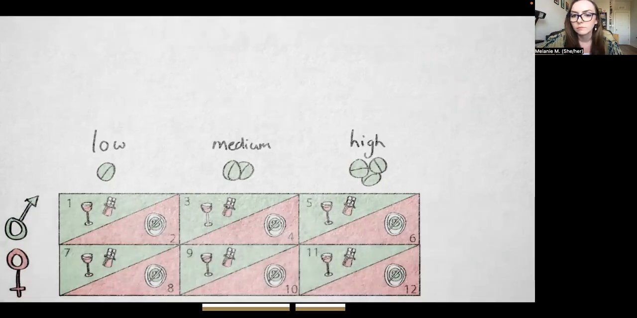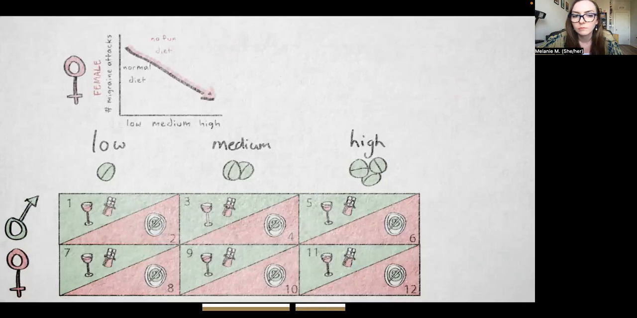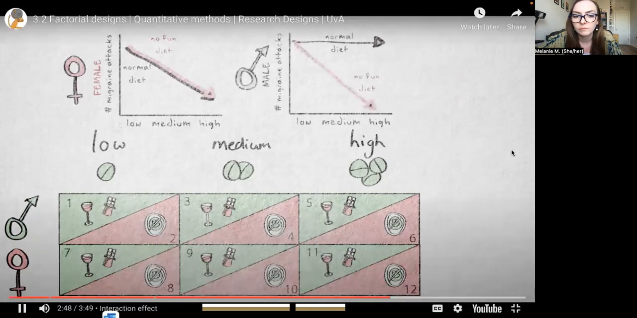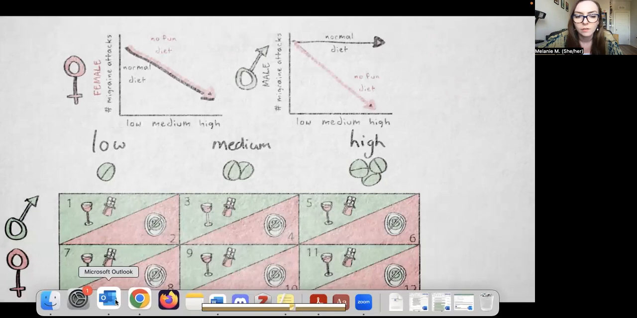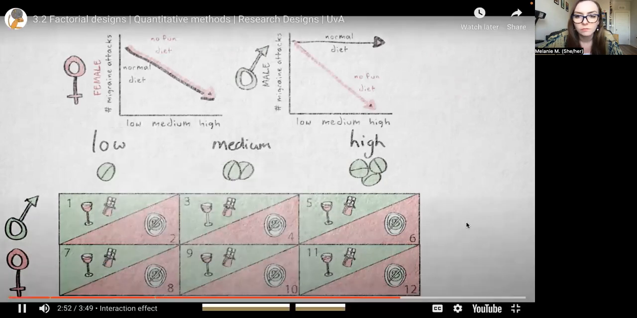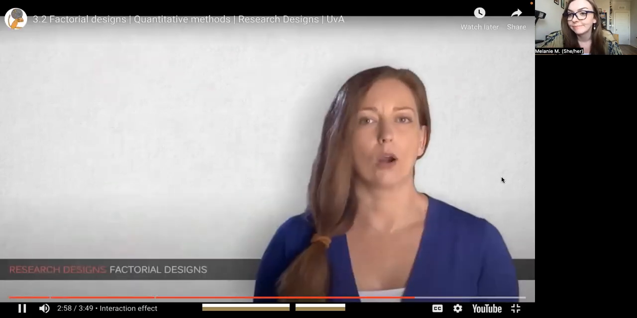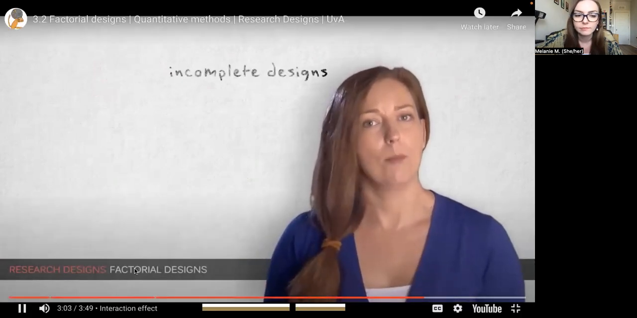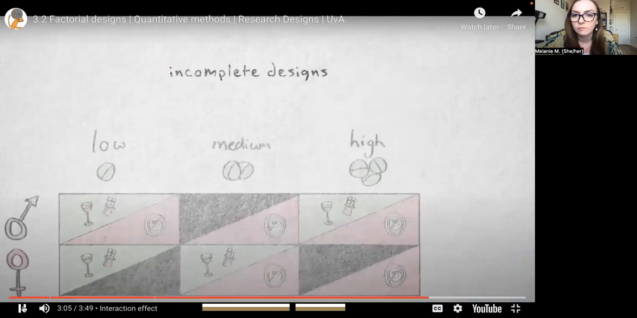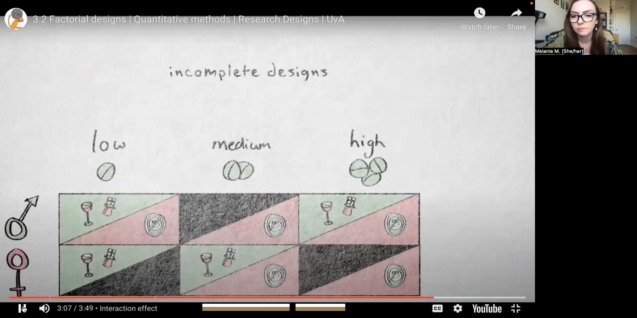Maybe a higher dosage is effective for women, regardless of diet, but maybe for men, a higher dosage is effective only if they follow a no-fun diet, and not if they follow a normal diet. Like I said, it can get pretty complicated pretty quickly. There are even more complicated factorial designs called incomplete designs, where not all combinations of levels of the factors, or cells, are actually present in the design. Now, we won't go into those designs right now.